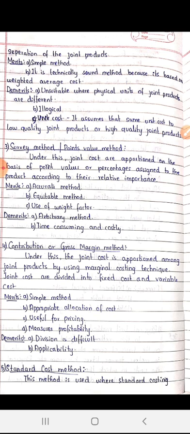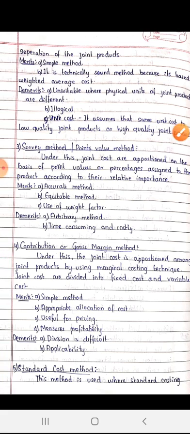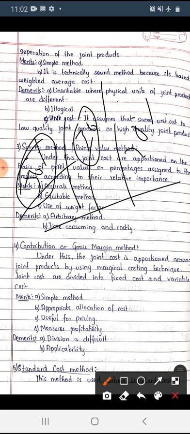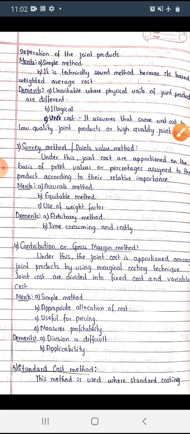Next, the third one is the survey method or points value method. Joint costs are apportioned on the basis of the points values or percentages assigned to the products according to their relative importance. As per the importance of a particular product, we assume the percentages or points. For example, there are three kinds of products. The importance of the first is 50%, the second 30%, and the last 20%. Now the cost is divided on this importance: 50% for the first, then 30% and 20%.